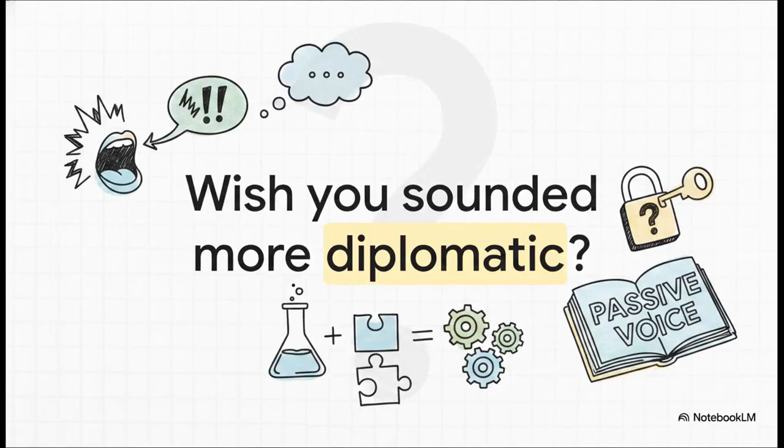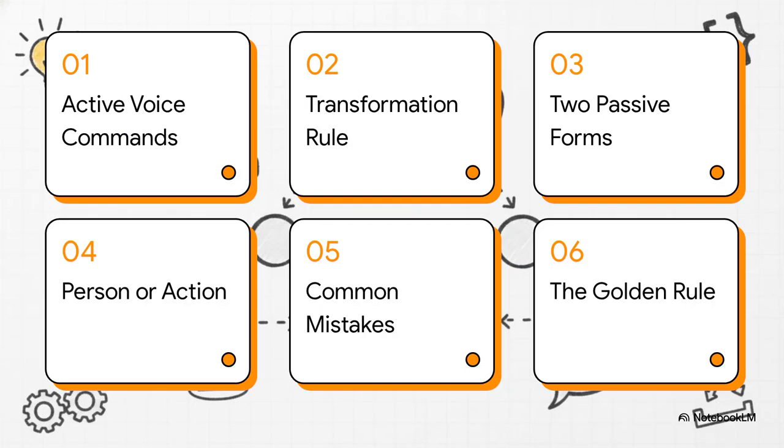Have you ever had to deliver a harsh message? Something like, "The manager ordered you to finish the task," but the second the words left your mouth, you instantly wished you sounded just a little bit softer, maybe a bit more diplomatic. Well, today, we're going to learn how to manipulate sentence structures almost like a math formula to solve exactly this kind of communication problem. We are taking the mystery completely out of the passive voice. Okay, let's dive into this.